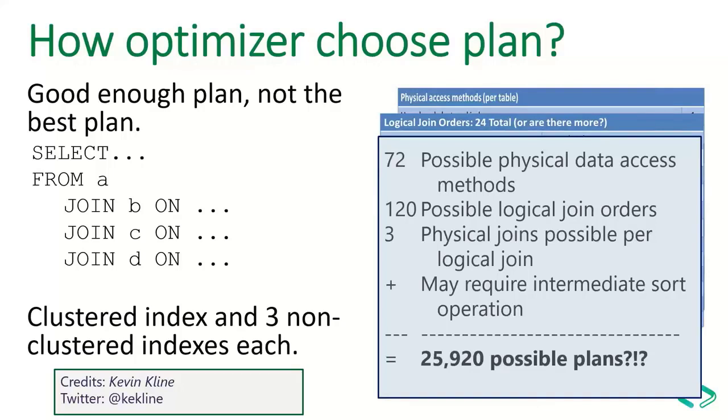So instead of analyzing each and every transformation rule, the optimizer will analyze some of the transformation rules until it gets a good enough plan. Once it gets the good enough plan, it will save that plan inside the plan cache and use that plan for the execution phase. Now, I would like to thank Kevin Klein for loaning me this example.